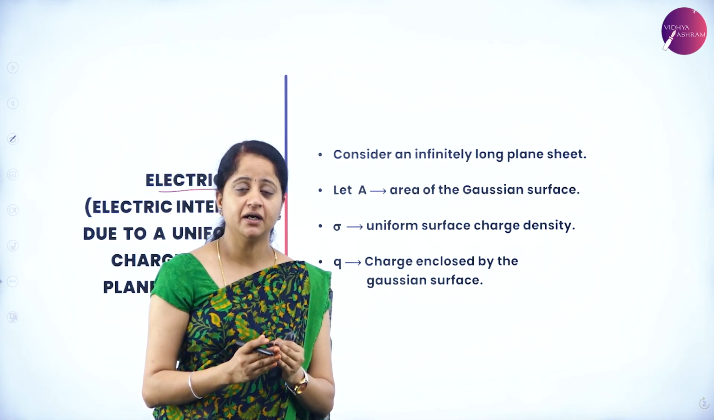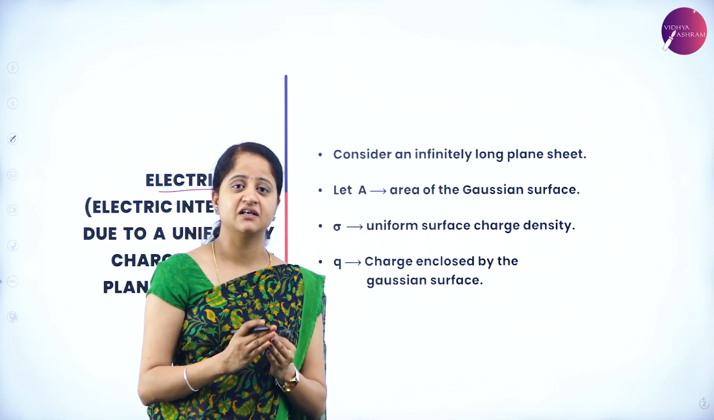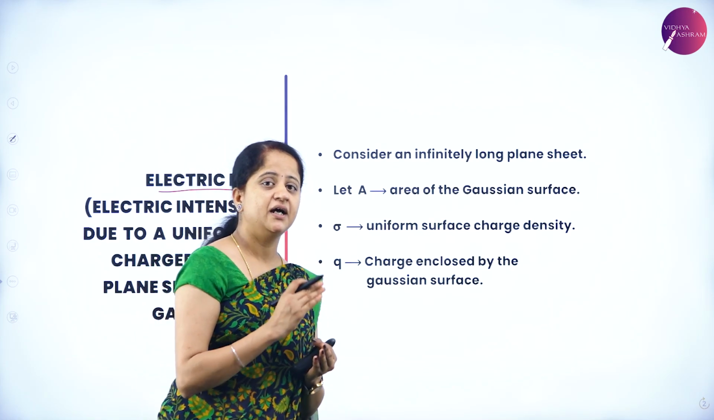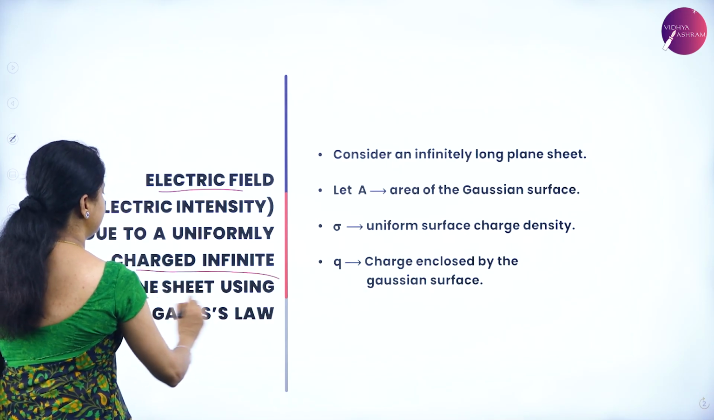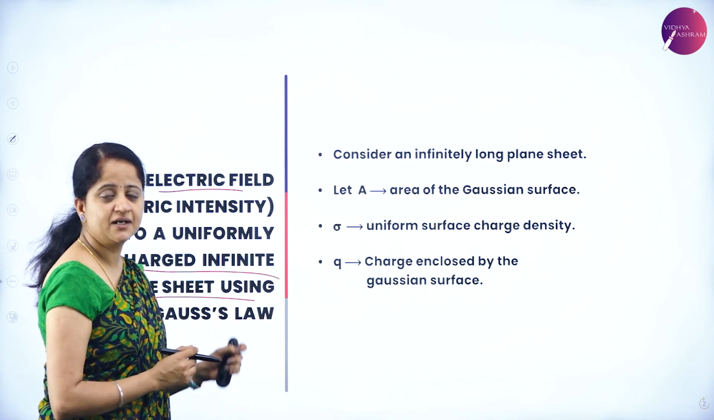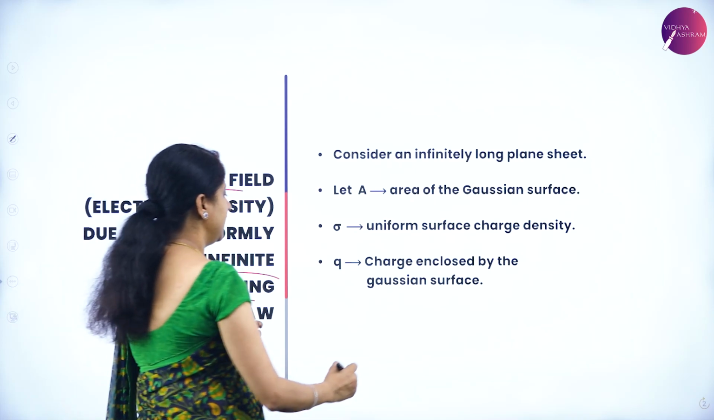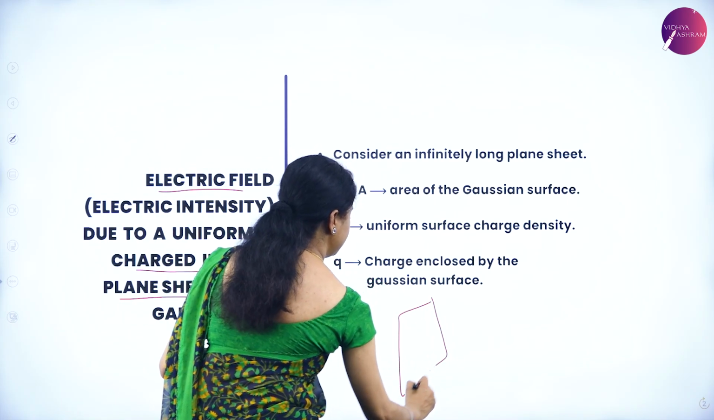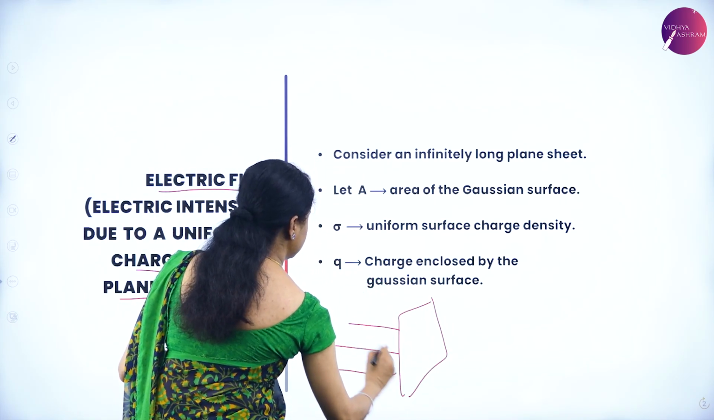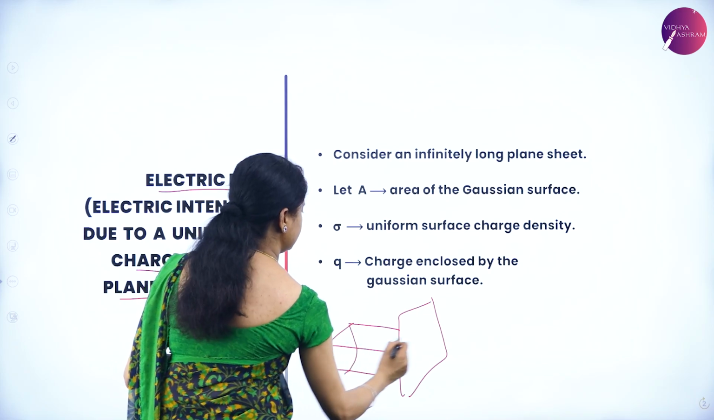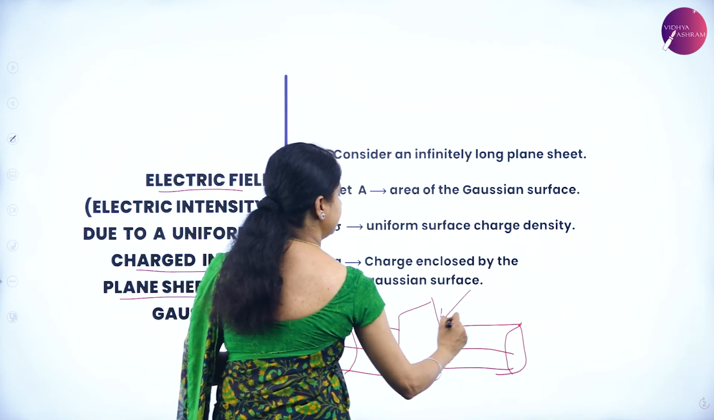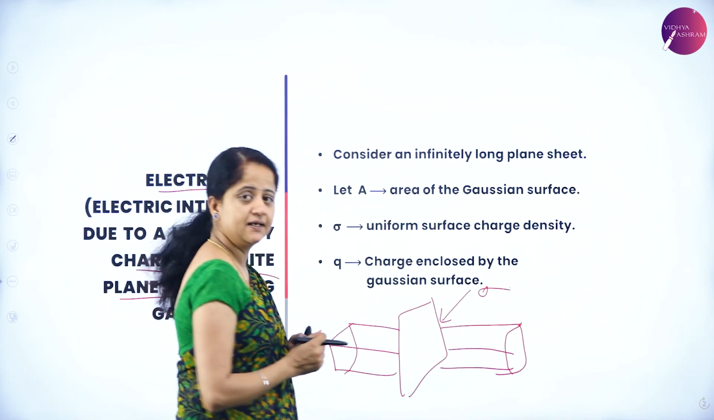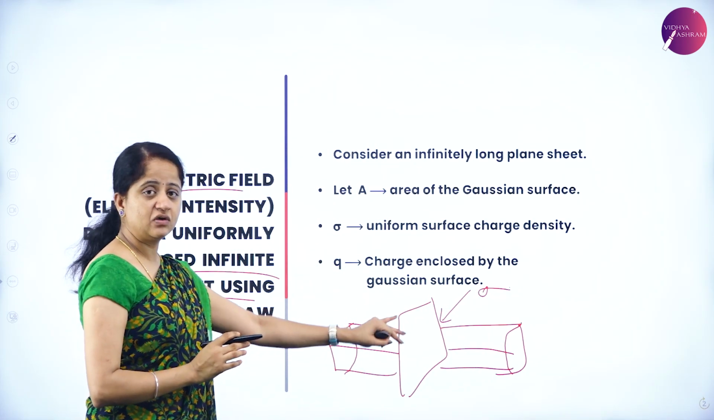So we have studied the Gauss law application in the case of a uniformly charged wire. And in today's session, we are considering an infinite plane sheet which is charged, with the help of Gauss law. I have considered an infinite plane sheet with a Gaussian surface, where the surface is covered with a charge density sigma. So the charges are enclosed by this surface.